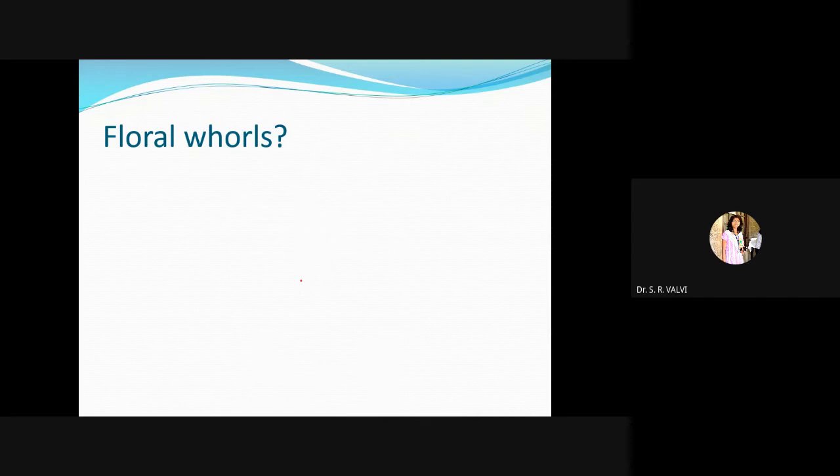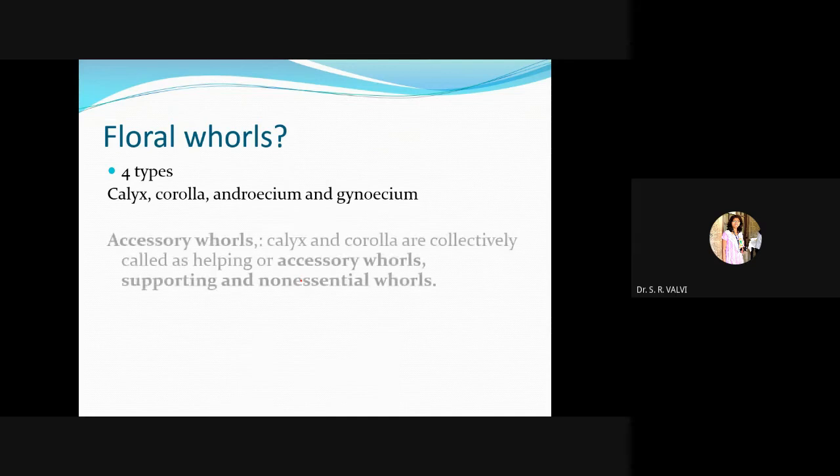Next, floral whorls. Now see here, these are the four types of floral whorls: calyx, corolla, androecium, gynoecium. Among these four floral whorls, calyx and corolla are non-essential, and androecium and gynoecium are essential floral whorls. Now, non-essential, these are also called as what? Accessory, right?